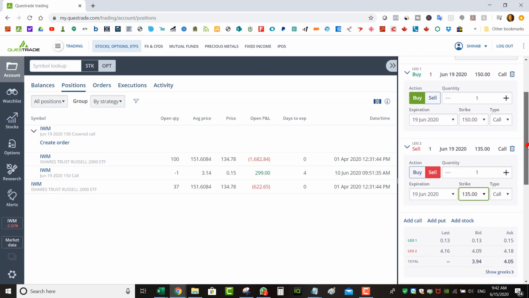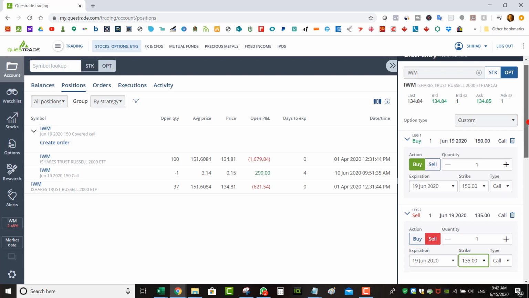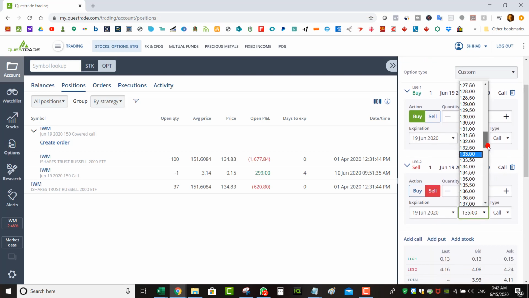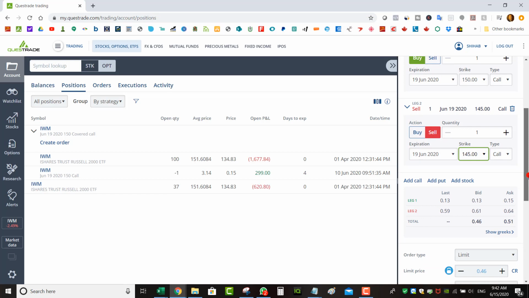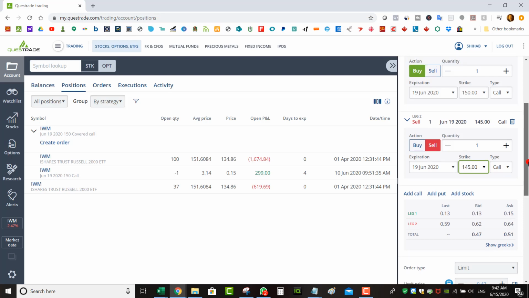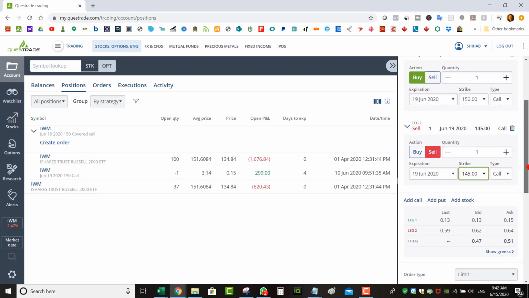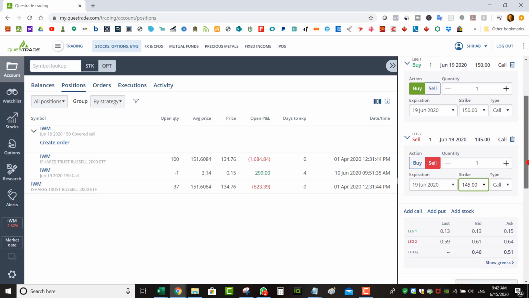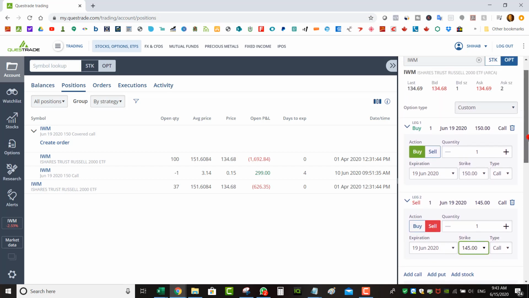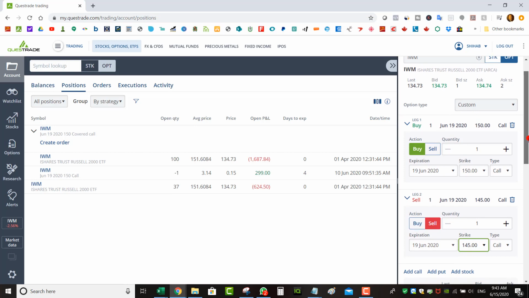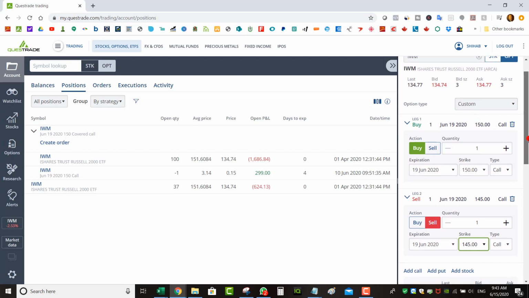So here's what I'm doing. I'm buying back the June 19 call that I already have at 150 so that I can sell at the same expiration, June 19, a lower strike, but still safe. I'm trying to pick a strike that's far enough away for this week to be considered safe, but I'm doing that so I can collect more credit. So I'm being a little bit greedy. I already collected a credit from selling the 150, but because IWM dropped, my 150 call is very profitable. So I'm trying to collect extra credit.